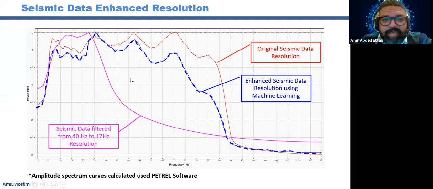This is the same histogram for the previous data. The original data was this high, the red one. The filtered data was here at 17 hertz, and this is the prediction. We could enhance all the way from 17 to 34 dominant frequency, as we mentioned earlier, and this already gives you the advantage of choosing machine learning to enhance the seismic quality you have.